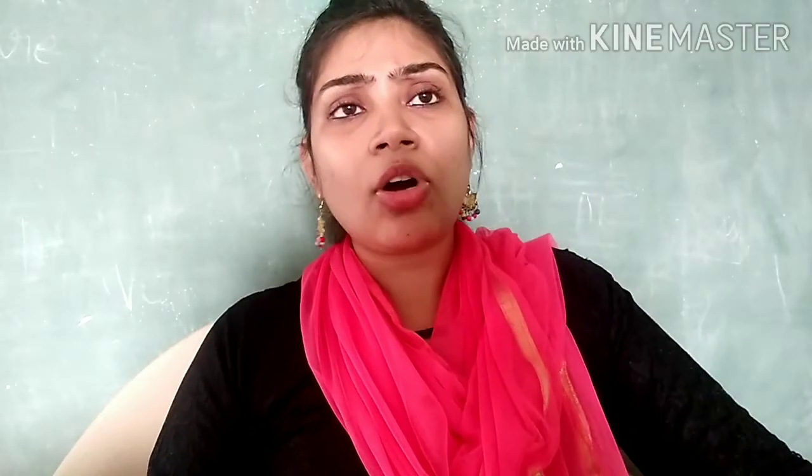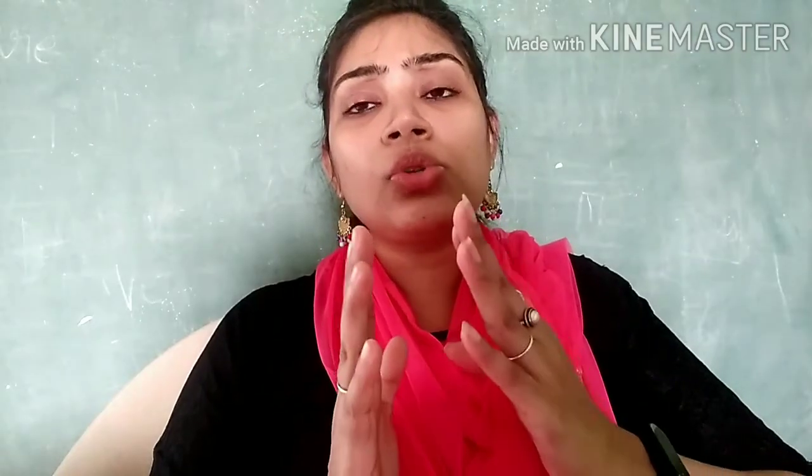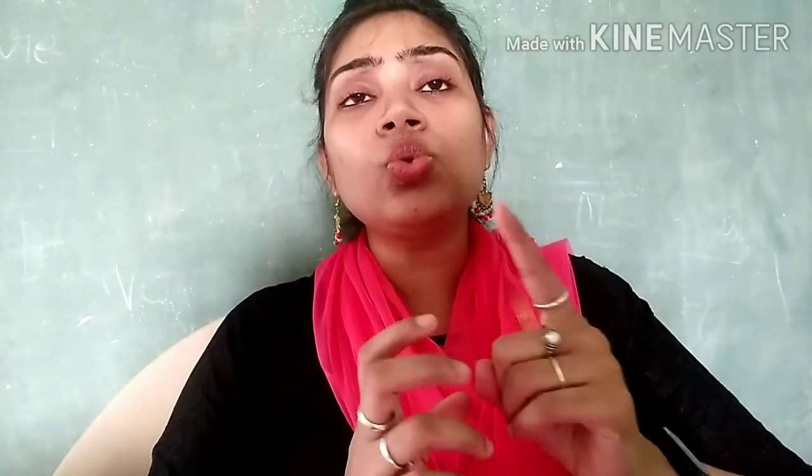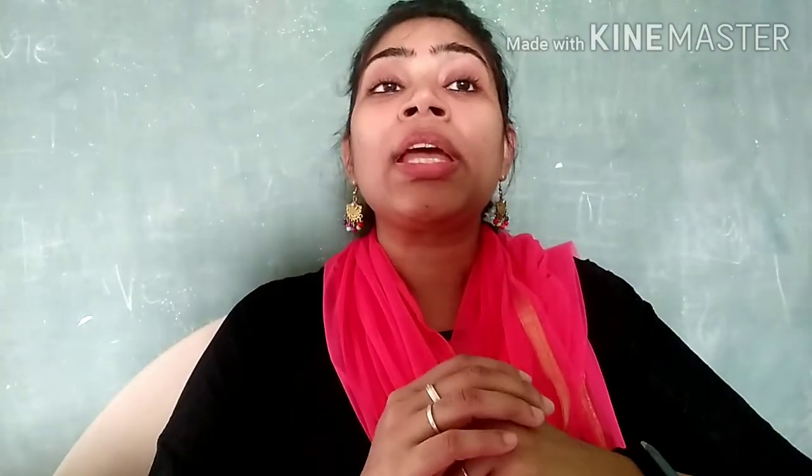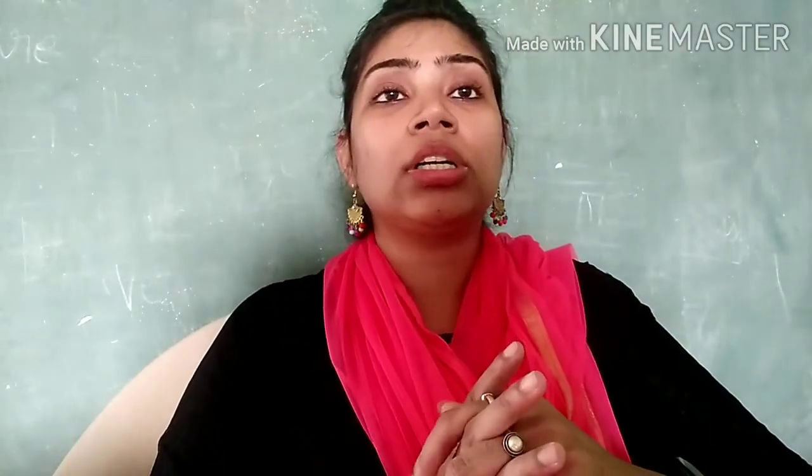Now, what is meant by compound? A compound is a substance that consists of two or more elements chemically combined together in a fixed ratio. Examples: water, carbon dioxide, sugar and salt.